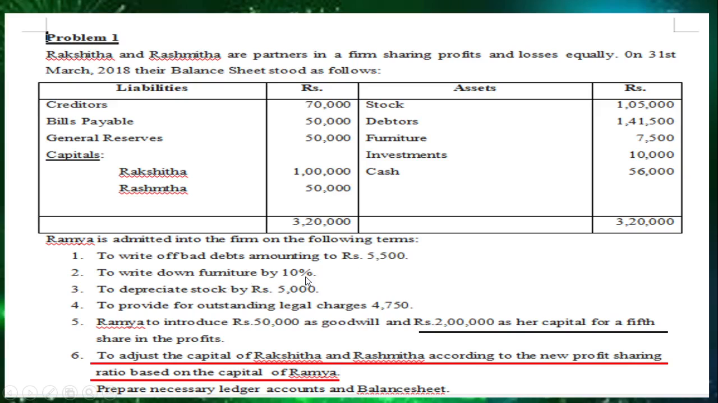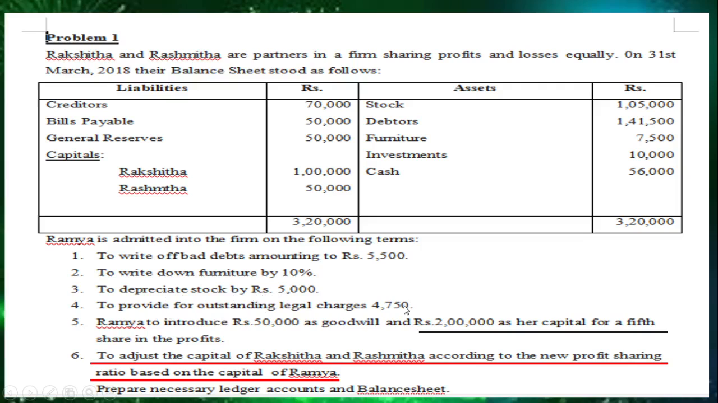Write off furniture 10%. The furniture value 7,500 and which we need to provide depreciation 10% in revaluation account as well as in newly constructed balance sheet. Depreciation on stock 5,000 out of 1,05,000. So we need to deduct 5,000 in stock as depreciation. So revaluation account and balance sheet.